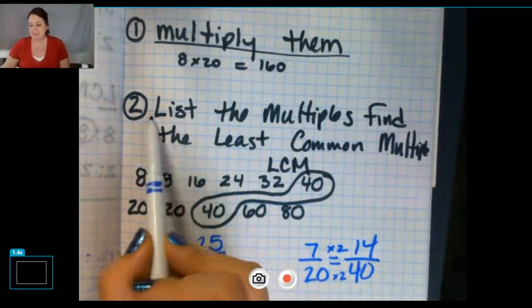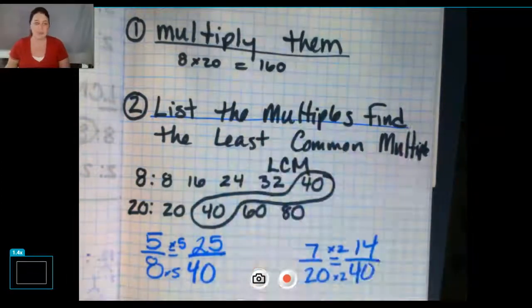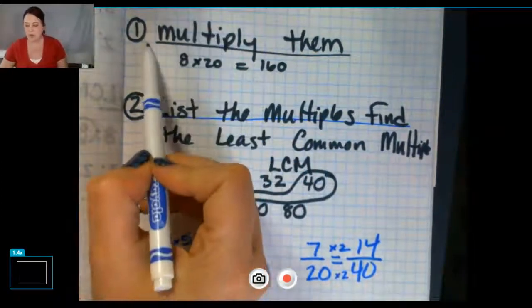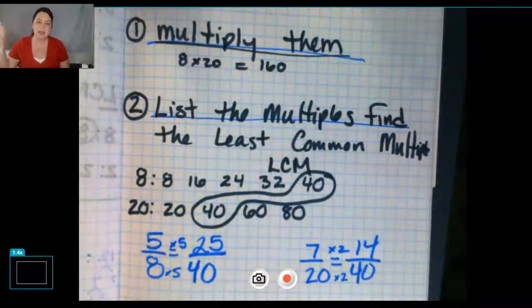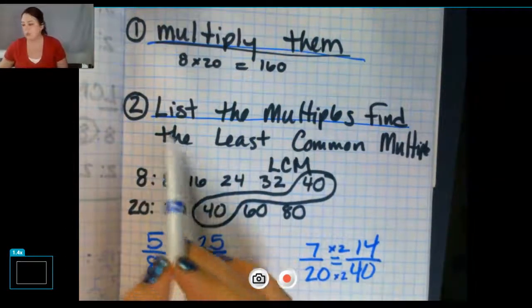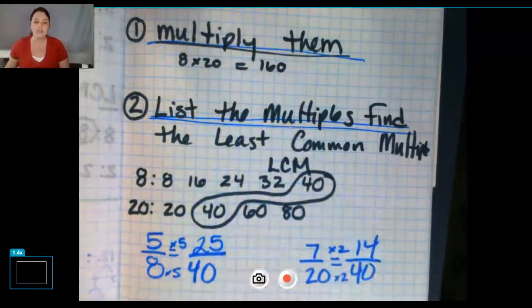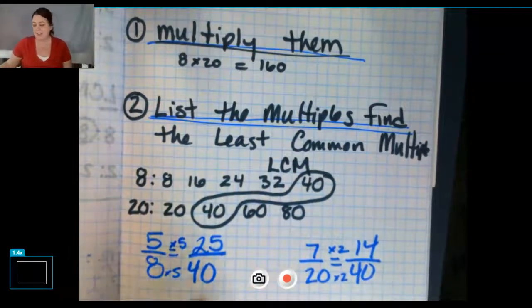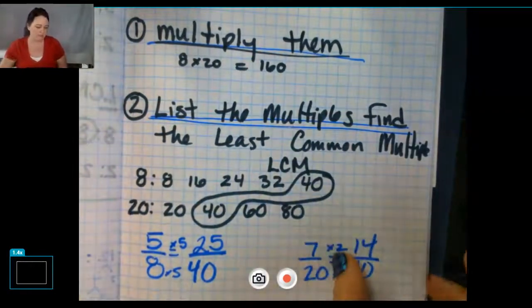And I did that by listing the multiples. So the first way I did it was just straight up multiply them, bam, got 160. Second way I did it was I listed out all of the multiples and then chose the smallest one. There's another way to do it. This third way is using the factors.